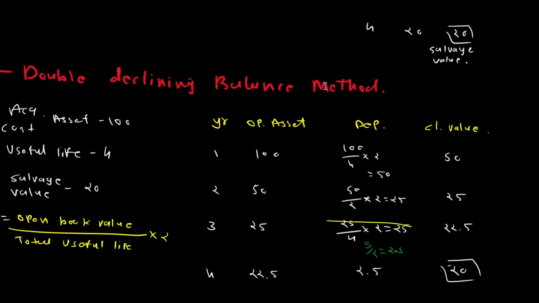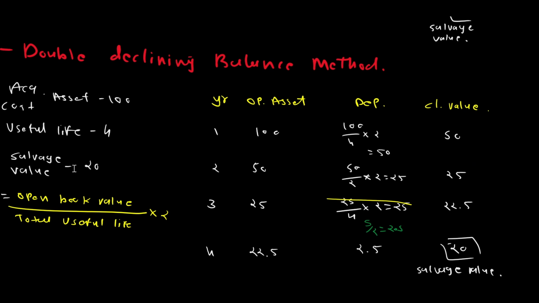In the double declining method, for the same asset, I will depreciate with this formula: my opening book value divided by total useful life, times 2. So my 100 is the opening value, divided by 4 is the useful life, times 2. 50 will be depreciated in the first year. My closing value will be 50. In the second year, 50 divided by 4 times 2 is 25. I will depreciate 25, and 25 is the closing value.